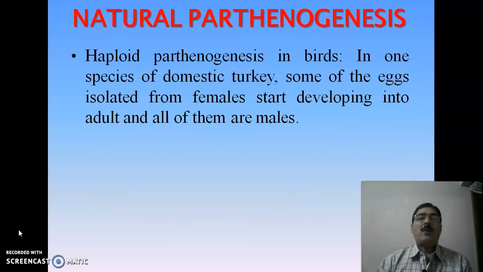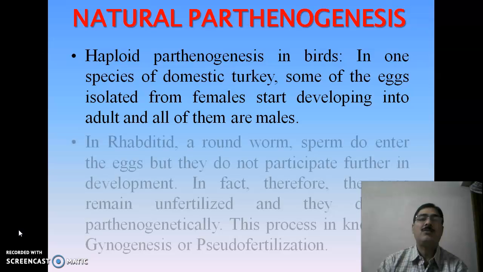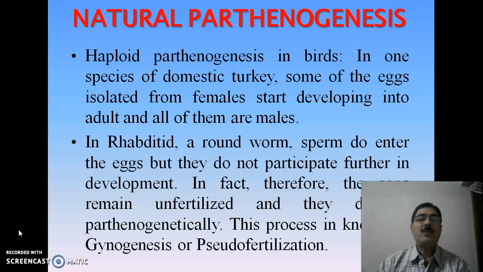The haploid parthenogenesis is also observed in one species of domestic turkey, where eggs isolated from females start developing, and all of them develop into males. In a nematode, Rhabditid, a round form, sperm do not enter the eggs, but they stimulate the egg, and the egg remains unfertilized and develops parthenogenetically.